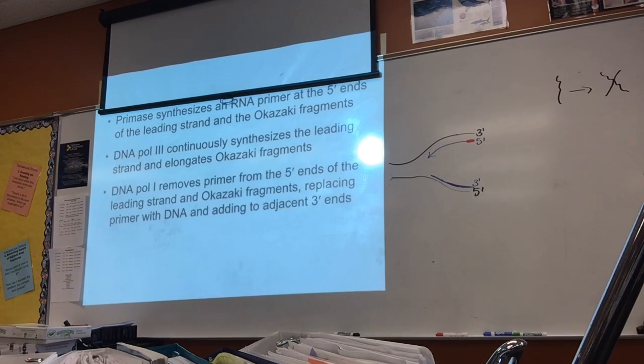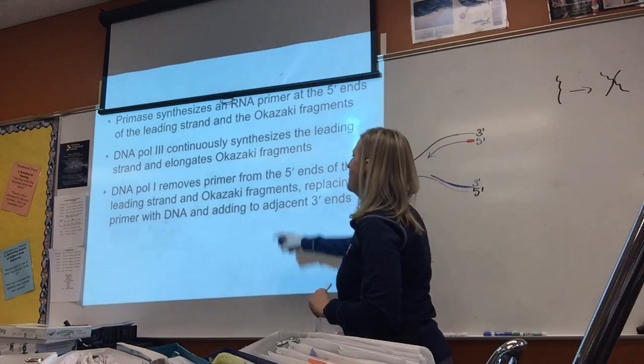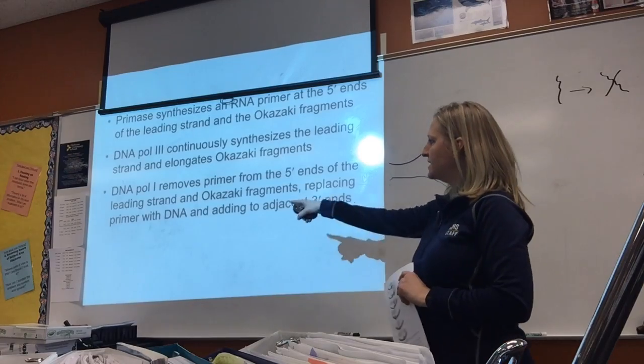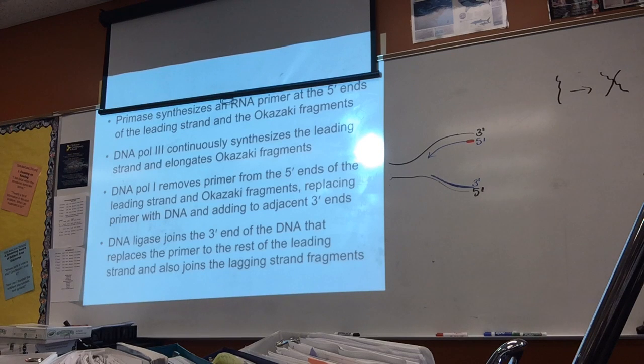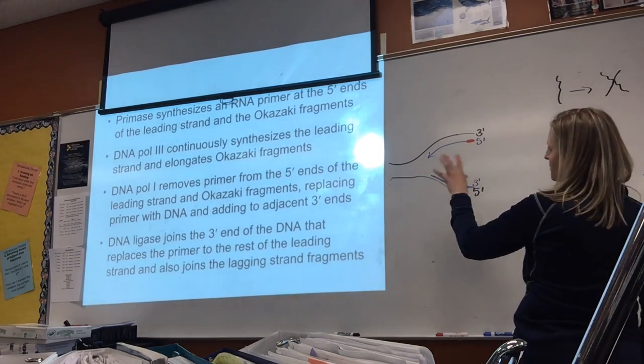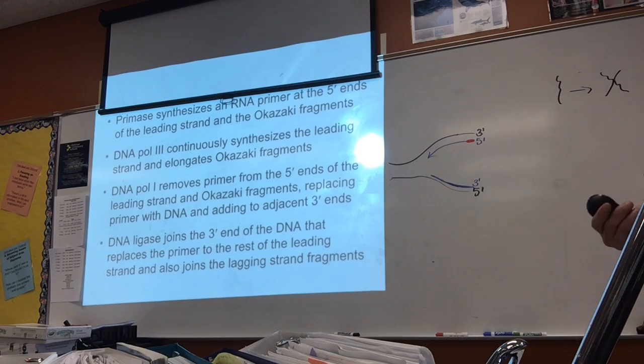Then what removes the primer? DNA polymerase 1 removes the primer at the 5' end of the strand and at the beginning of every Okazaki fragment, replacing it with DNA. And then lastly, DNA ligase joins the 3' end of the DNA that replaces the primer to the rest of the leading strand, and also joins all of the lagging strand fragments. So what you end up having is two strands that are all DNA, and continuous.